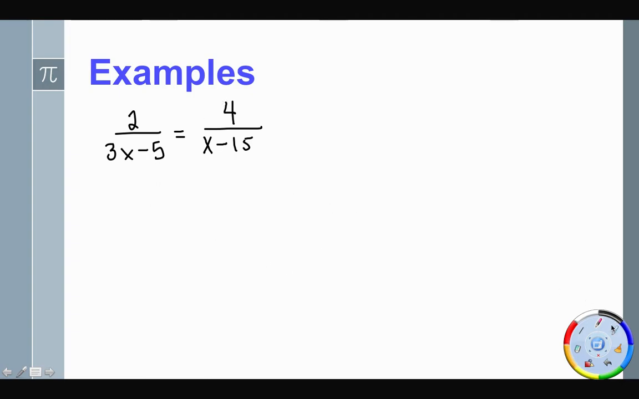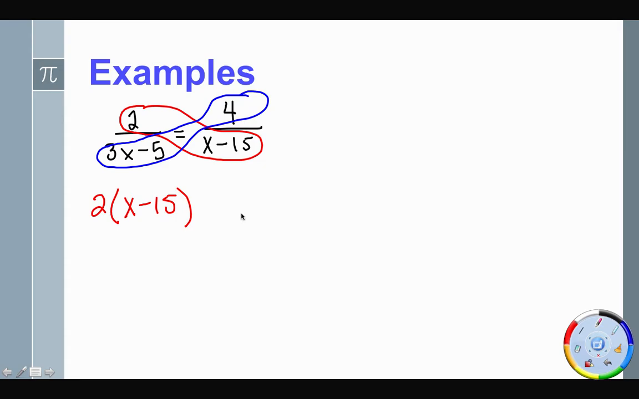We remember from our study of Algebra 1 and a little bit of geometry that if I have a fraction equal to a fraction, that's like a proportion, and therefore I can cross multiply. So in this particular case, where you have a single fraction equal to a single fraction, you are allowed to cross multiply. So this 2 gets multiplied with the x minus 15. Then the 4 gets multiplied with the 3x minus 5, with an equal sign between the two of them.